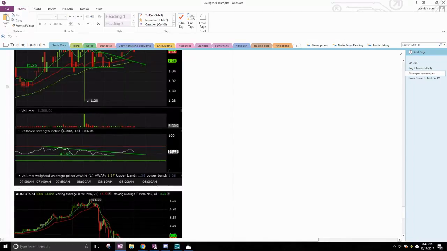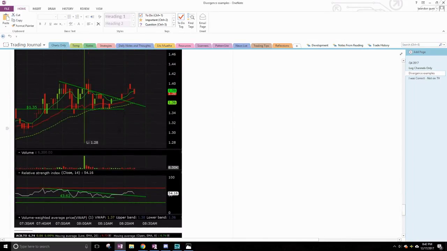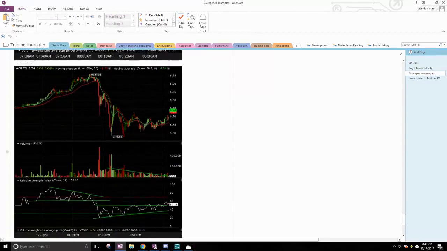Here are some examples of trades that TJ has taken. For those of you who know TJ, I'll let you guys absorb this one in. Right, we're making higher highs. RSI is making lower lows. And we roll over.